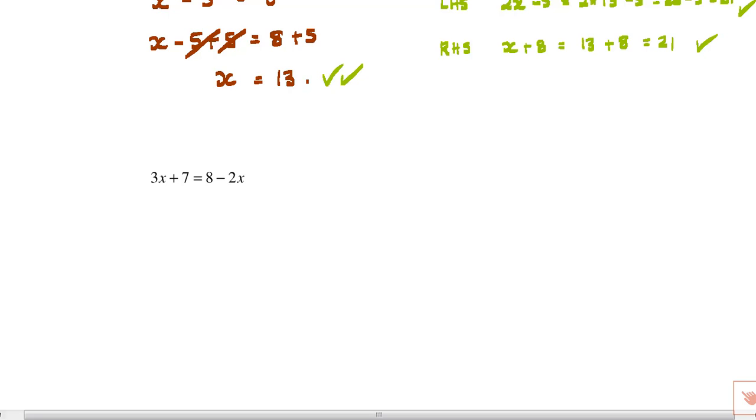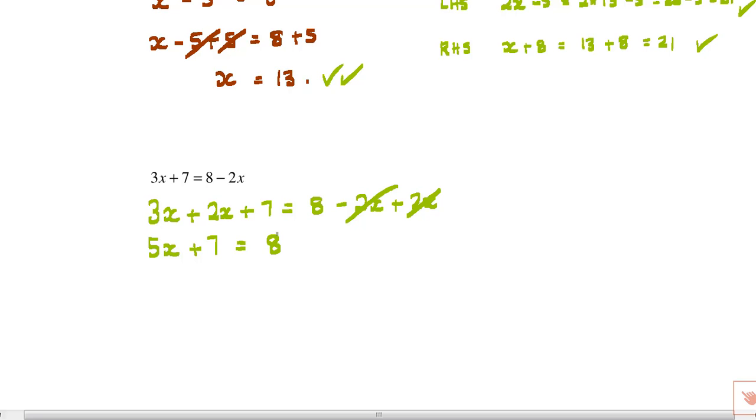And with this one I'd probably add 2x to both sides. I want to undo this subtract 2x, and the way I can undo it is add 2x to both sides. So adding 2x to both sides gets rid of the x term on the right hand side. 2x subtract 2x is 0, and of course on the left hand side 3x plus 2x is 5x, so we have 5x plus 7 is equal to 8.